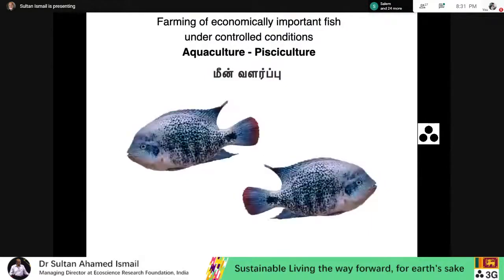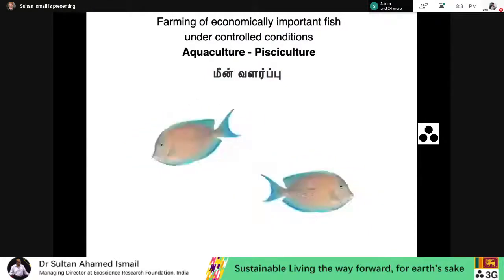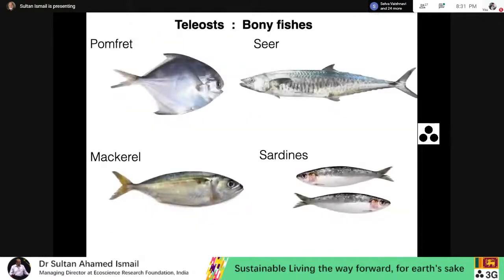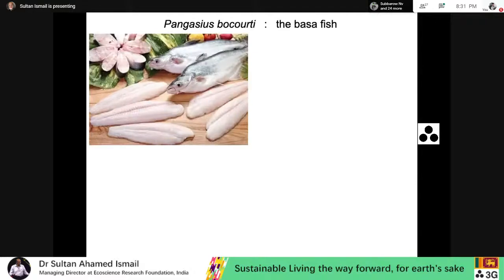Then we talk about fish. And I'm talking to all participants who come from the coastal zones where we eat a lot of fish. If you think about freshwater fish, these are the three important freshwater fish: katla, rohu, and mrigal. But most of us are from the marine oceans, so we prefer pomfret or seer or mackerels or sardines. All this we used to eat. But today, many people culture a fish called basa, Pangasius bocourti.